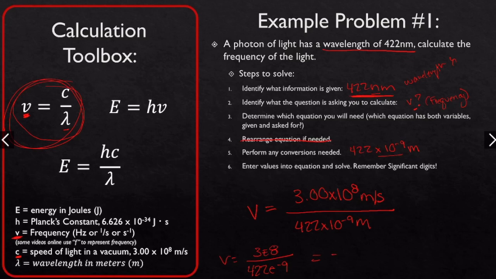And we end up with 7.11 times 10 to the 14th. And since we're calculating frequency and this is a final answer, I'm going to use the unit of hertz.